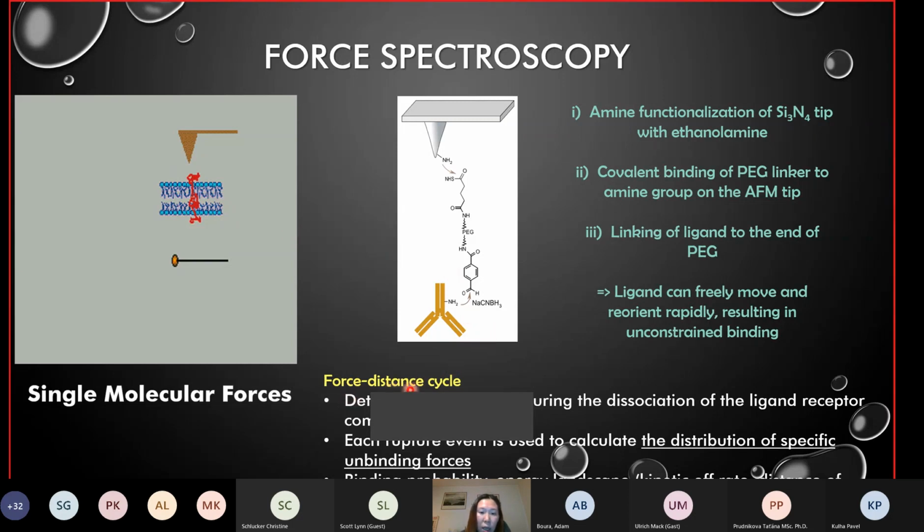And this force distance cycle gives us the force we measure. As you see, this is the unbinding force, the interaction force, the so-called dissociation force between the ligand and receptor complex. And we can also measure how often it happens, the binding probability. And further, we can also calculate the energy landscape of this molecular complex.